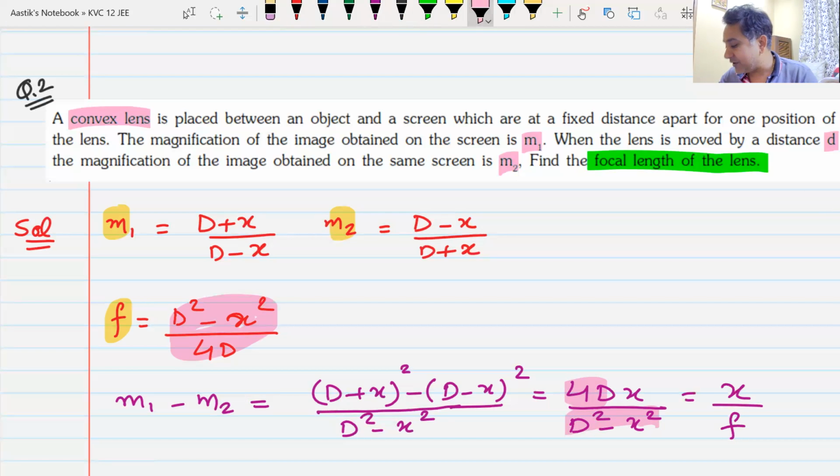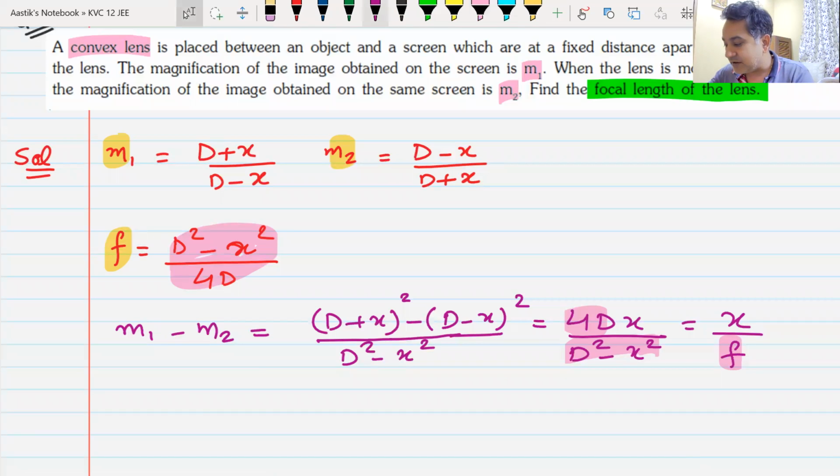And we have this legendary formula, which I did not give to you in the first instant because of this particular question that I had to solve. Now you have this formula. You can write this in that formula here. This F can be written as X upon (M1 minus M2).